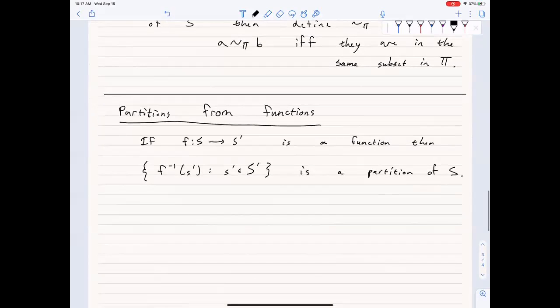Here, f inverse is not a function, in this case. I've been using inverse functions: if I have a bijection, I have an inverse. That's true, and it is a function. However, for any function, and for any element of the codomain, you can define f inverse of that element as a subset. I'm not assuming anything about bijectivity here. This is the definition of the inverse image: a set of all elements in S that are sent to that element of S prime.